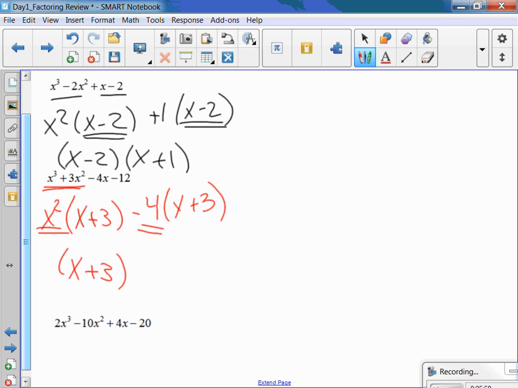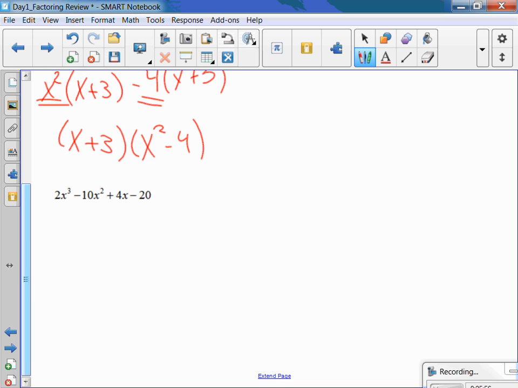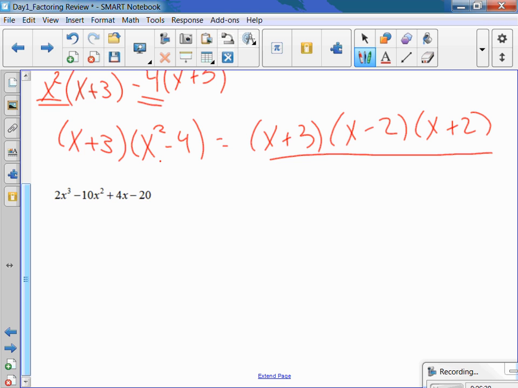Am I done? Only one no. I guess everybody else says yes. What do you think? As Sean said, we can still simplify further: that x squared minus 4 is a difference of squares. And that's the final answer: x plus 3 times x minus 2 times x plus 2.